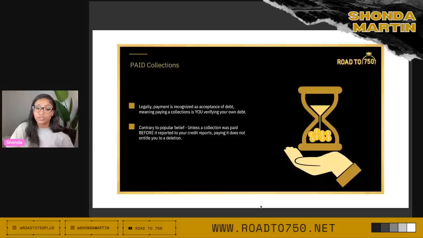All right, so then we're going to move on to paid collections, a.k.a. the devil, the hardest account type to get removed, what probably a lot of y'all have been waiting on. How to challenge paid collections. First of all, legally, payment is recognized as acceptance of debt, meaning paying a collection is you verifying your own debt. That's not an exaggeration. When you pay it, you verify it. So typically, if you pay it and then challenge it, they just have to show that you paid it, and they're going to say it's verified. It can be a hard battle.